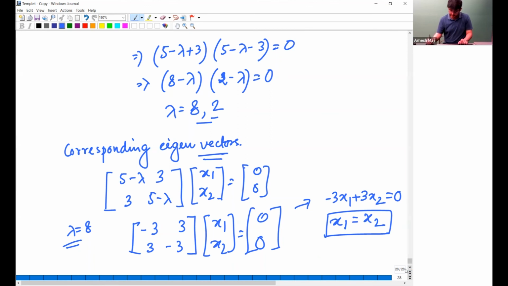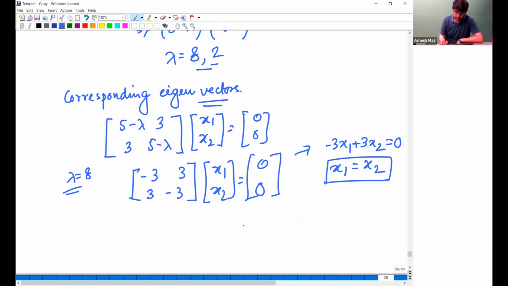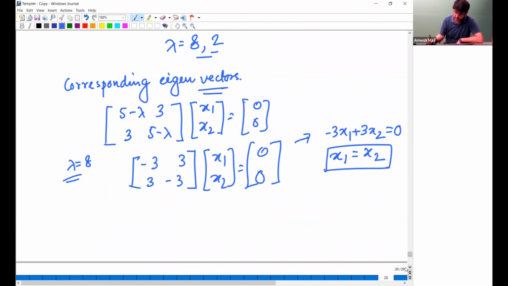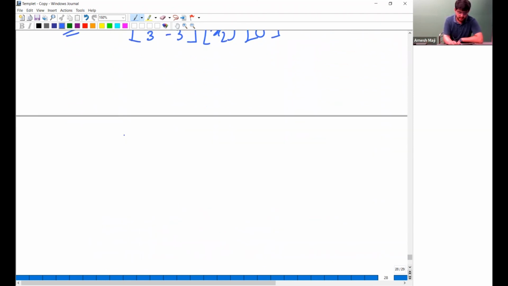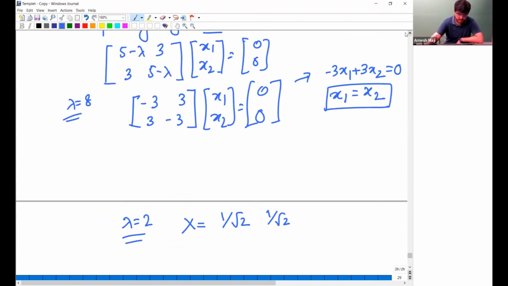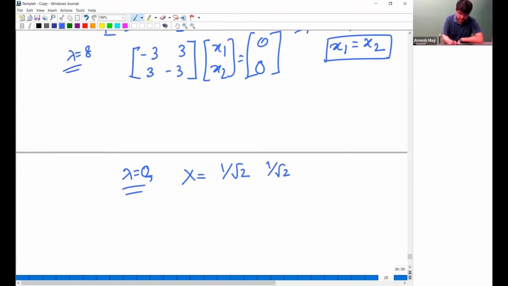So we will find an orthonormal vector, a unit vector. Corresponding to lambda equal to 8 it will be 1 by root 2, 1 by root 2. Similarly, corresponding to 2, we can find the other eigenvector.